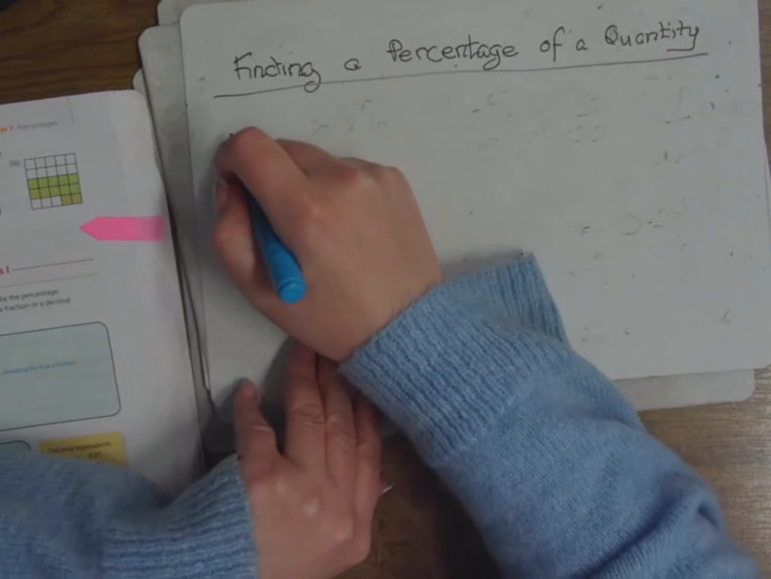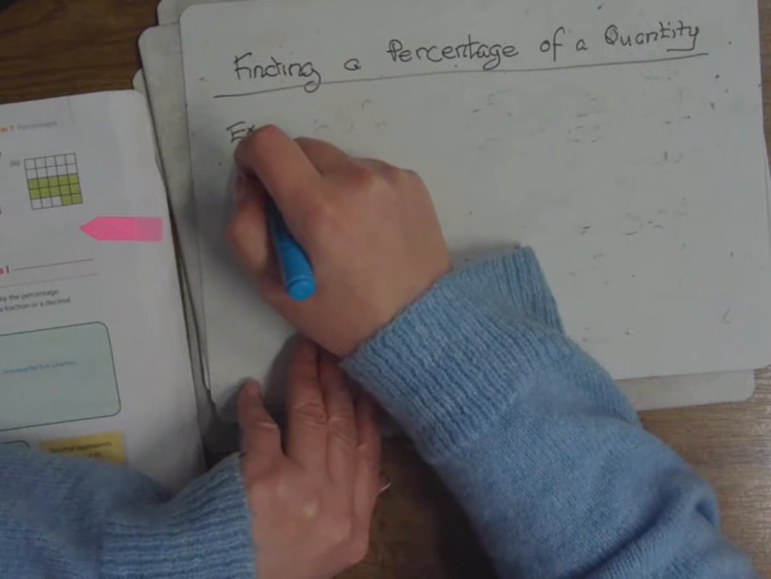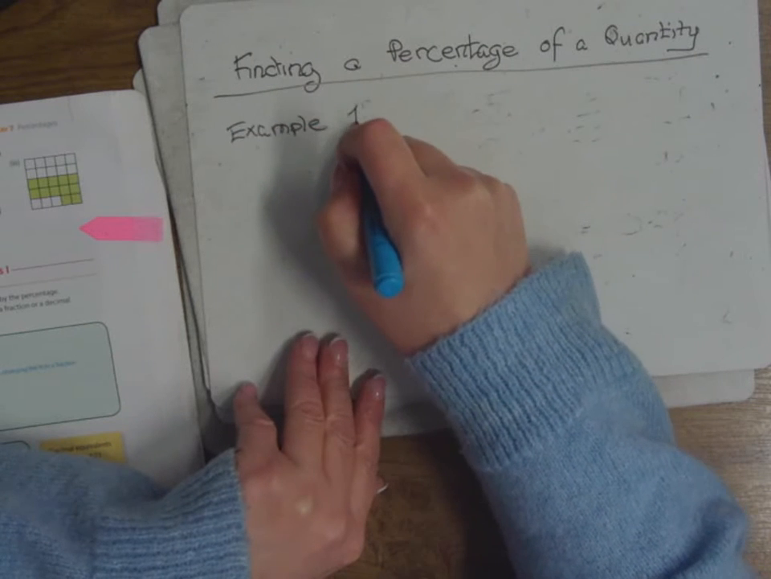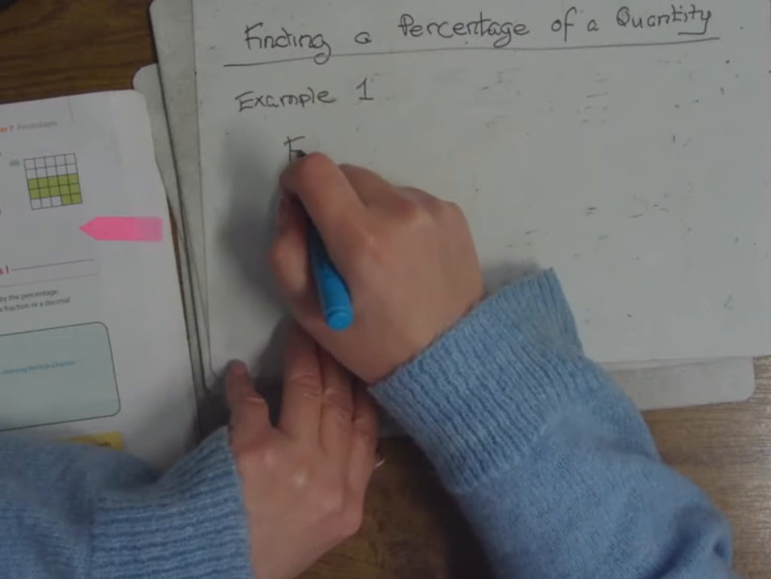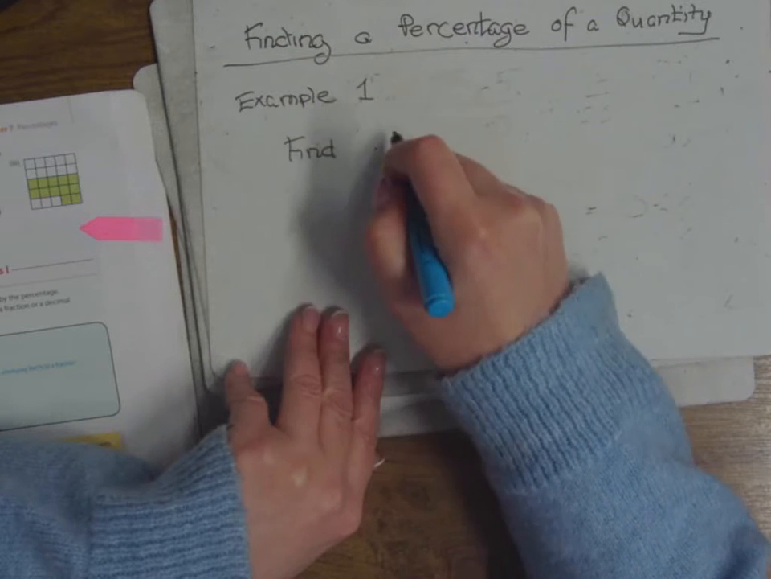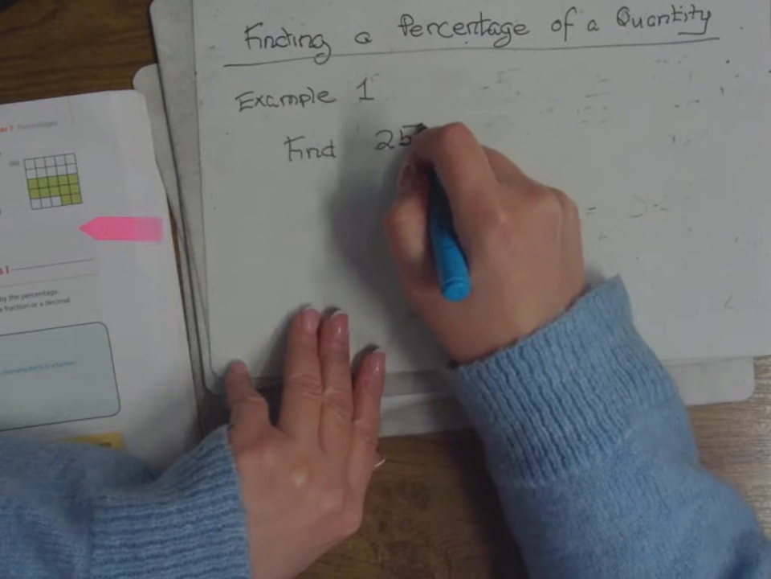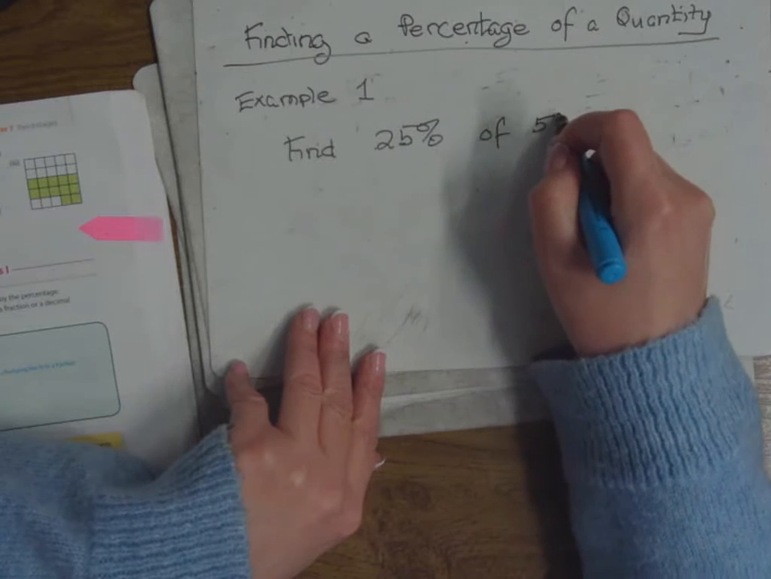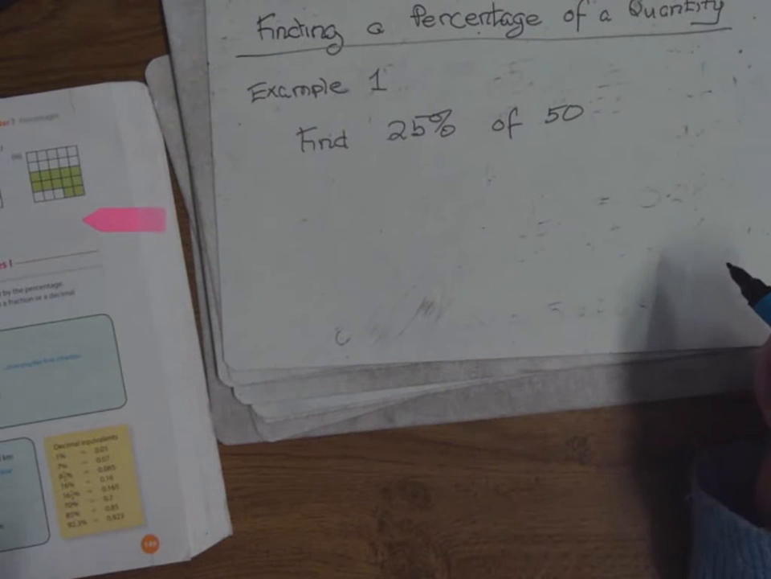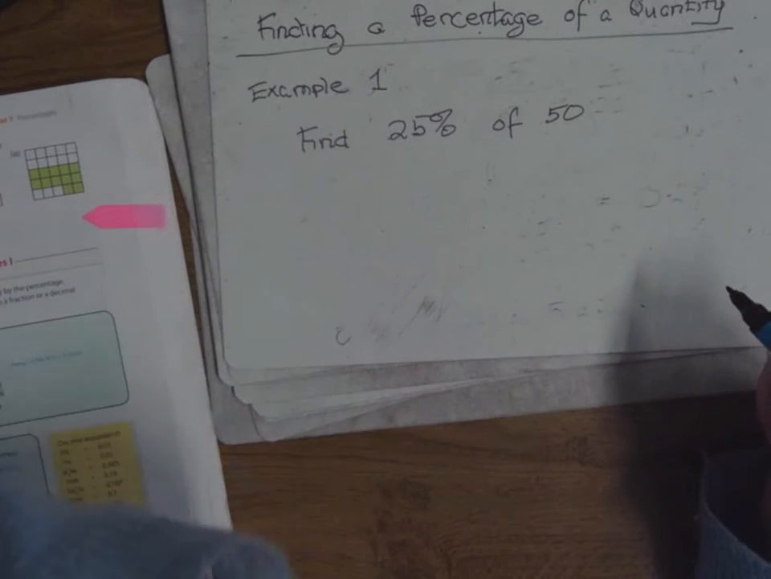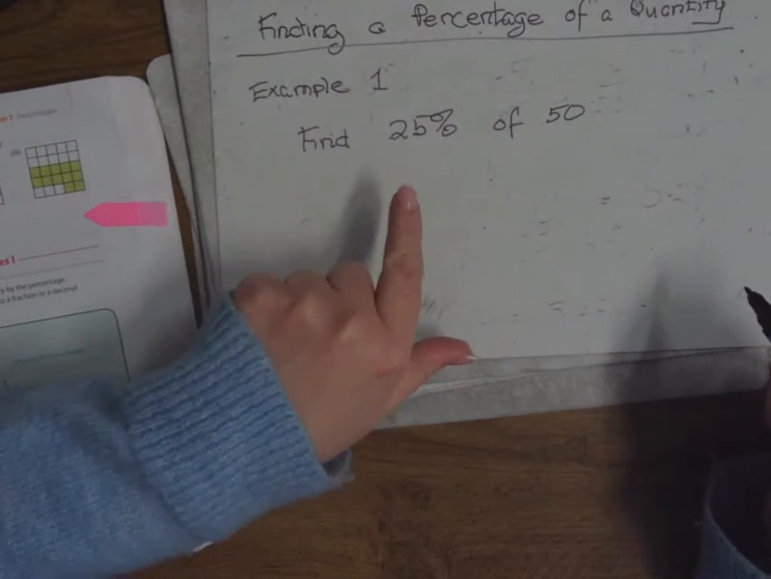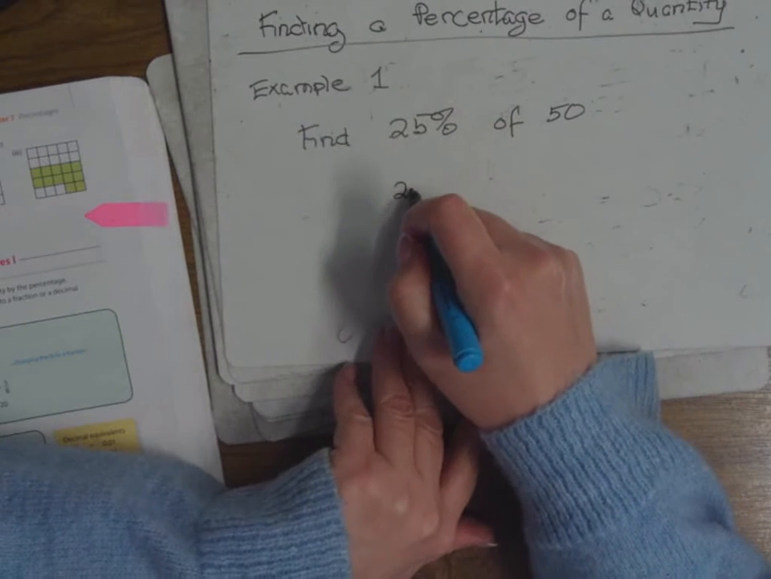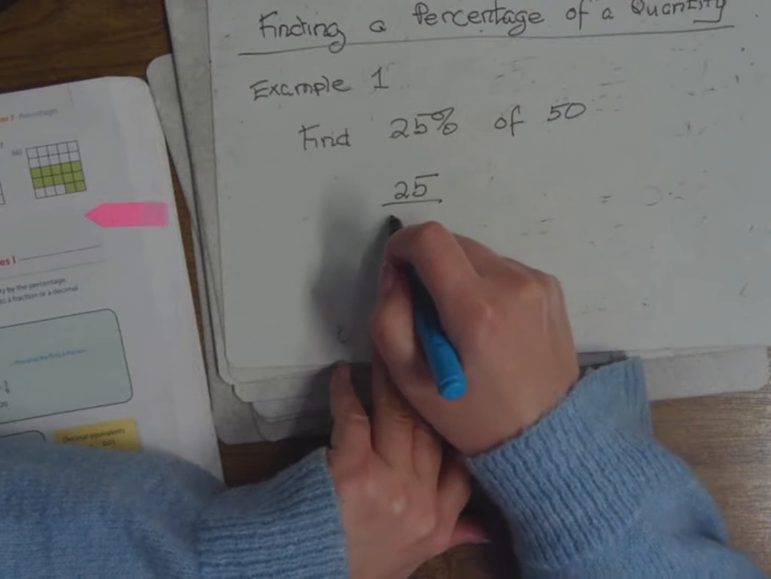So I'm going to go straight to an example. Example 1. Find 25% of 50. Okay, so in order to do this, girls, you write the percentage as a fraction. Okay, so what does 25% mean? What does that mean? It means 25 out of 100.